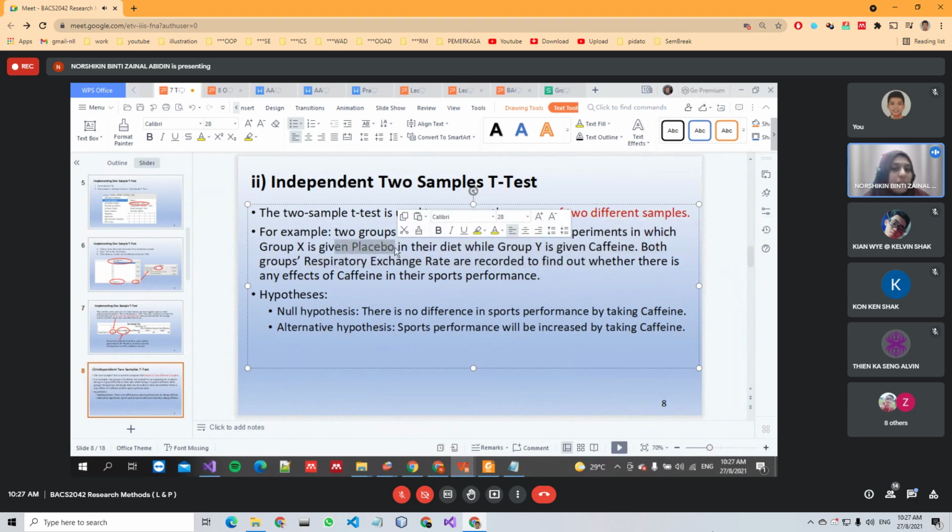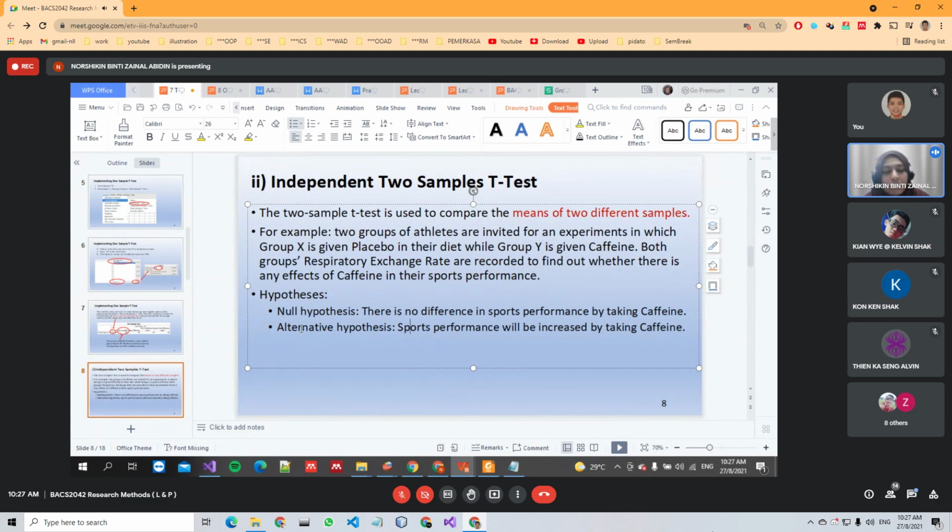A placebo, actually there's a pill for this, but again, I'm not sure regarding the placebo pill. I do not know the exact function, but in this experiment, group X is given placebo in the white diet, while group Y is given caffeine. Both groups' respiratory exchange rate are recorded to find out whether caffeine has any effect on their sports performance. So group X is only given the placebo and Y is given caffeine. They want to see if there's any effect on their sport performance.